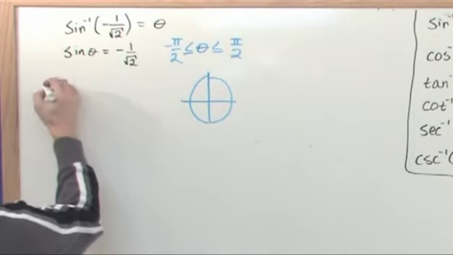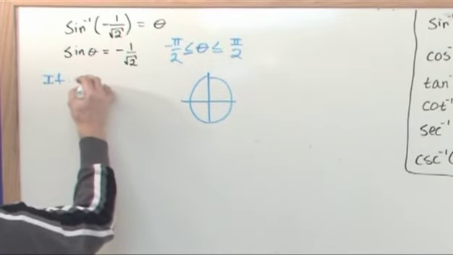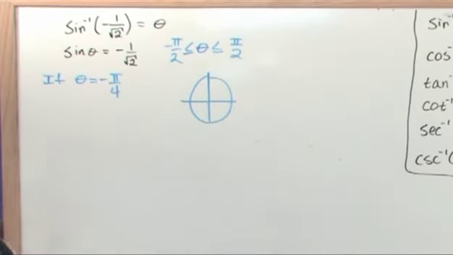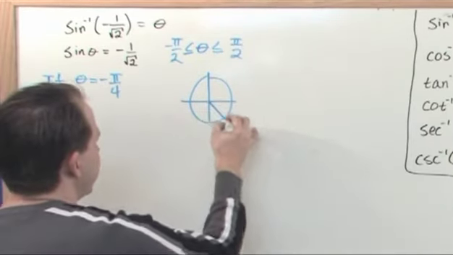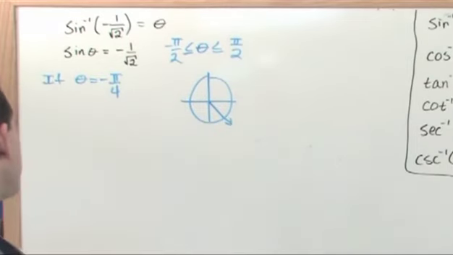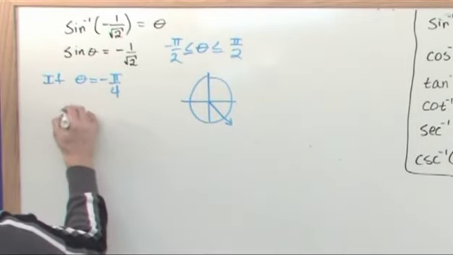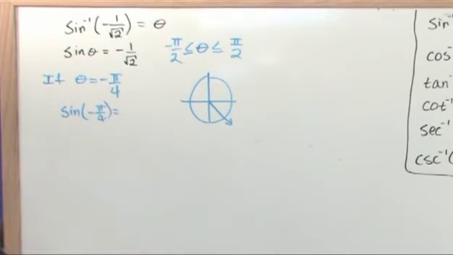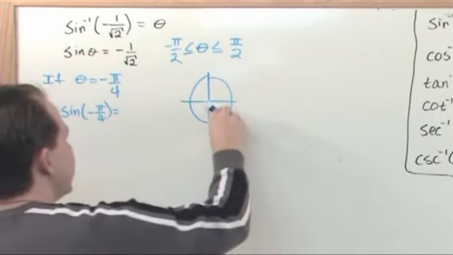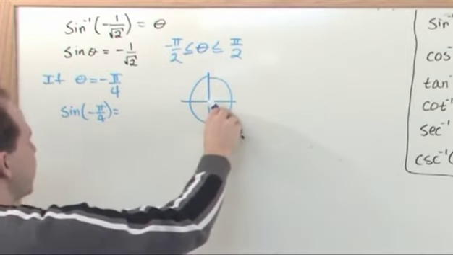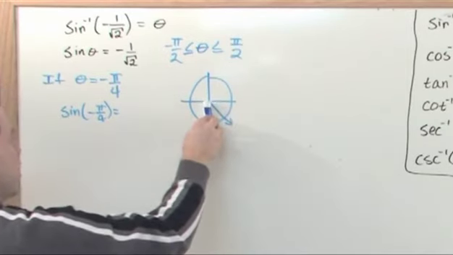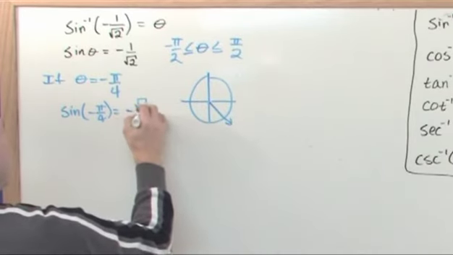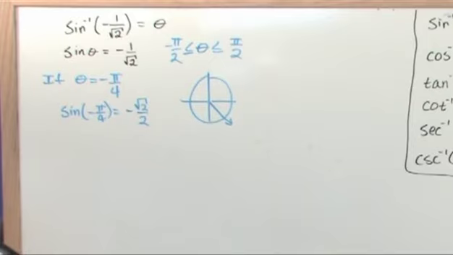Okay? So if I pick an angle of, let's say, negative pi over 4, which would be down here at negative 45 degrees, what would happen? Well, the sine of negative pi over 4, at negative 45 degrees, is going to be the projection along the y-axis, which is negative down here, so it's going to be negative square root of 2 over 2. Okay? Negative square root of 2 over 2.